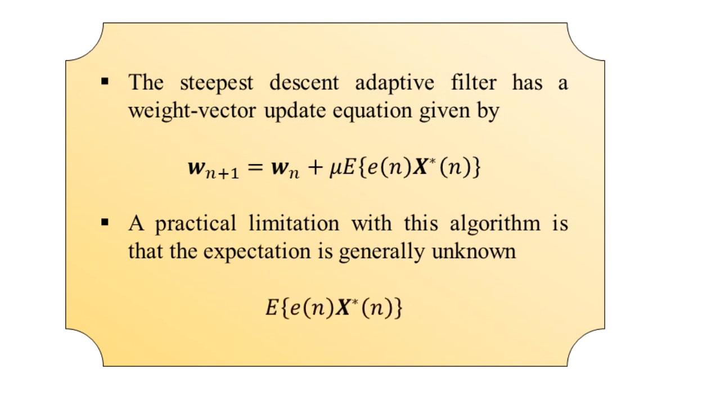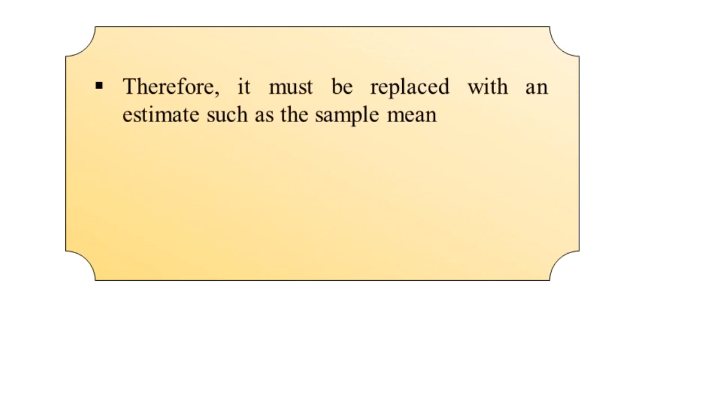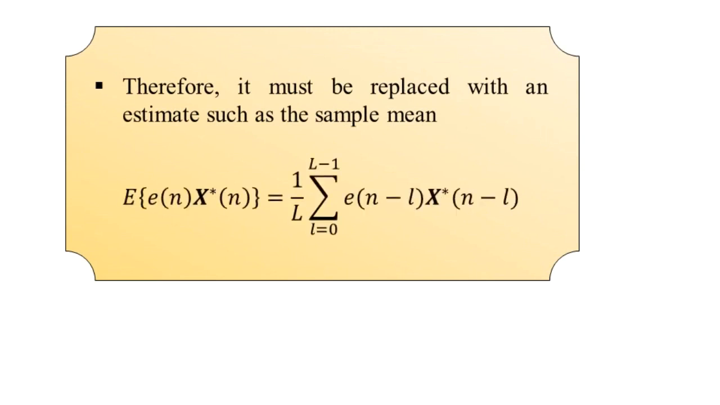This can be denoted as capital E cap of the multiplication e of n with the complex conjugate of x of n. It will be given by 1 upon capital L multiplied by the summation for the index variable l equal to 0 to capital L minus 1 of the product of e of n minus l with the complex conjugate of x of n minus l.